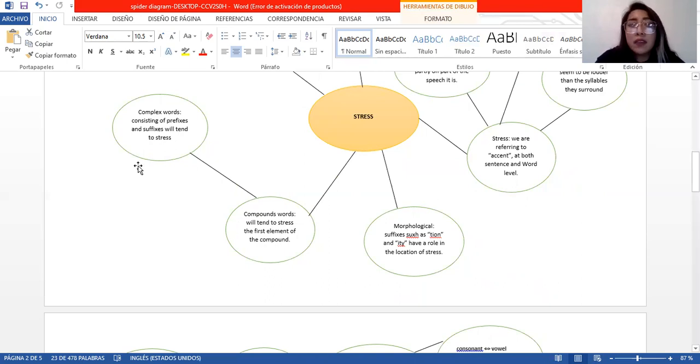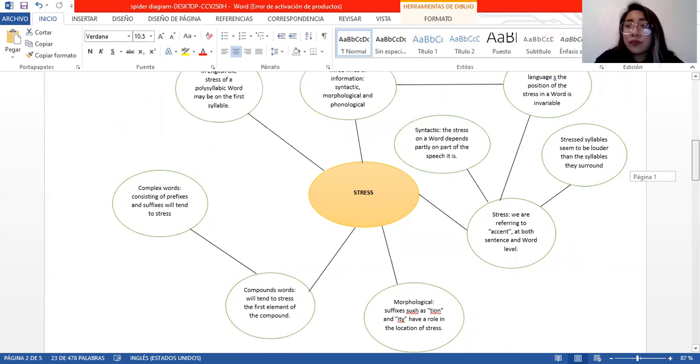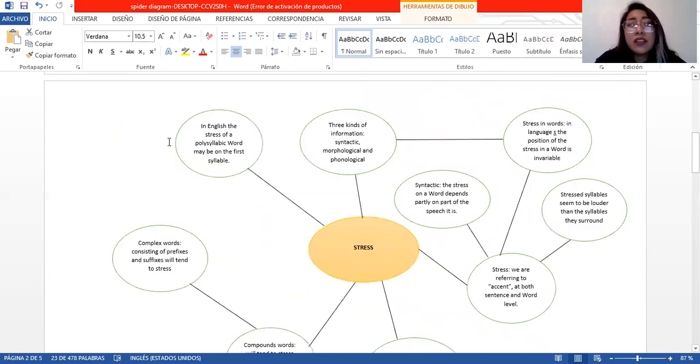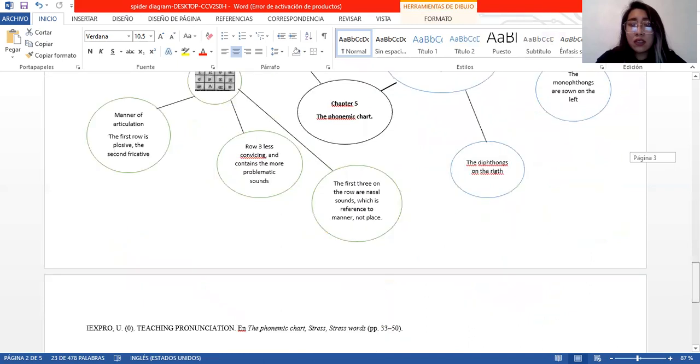For example, prefixes like in "unhappy," or suffixes like in "badly," which finishes in -ly. And in English, the stress of a polysyllabic word may be on the first syllable. So this is my explanation about these three chapters, and here we have the reference.